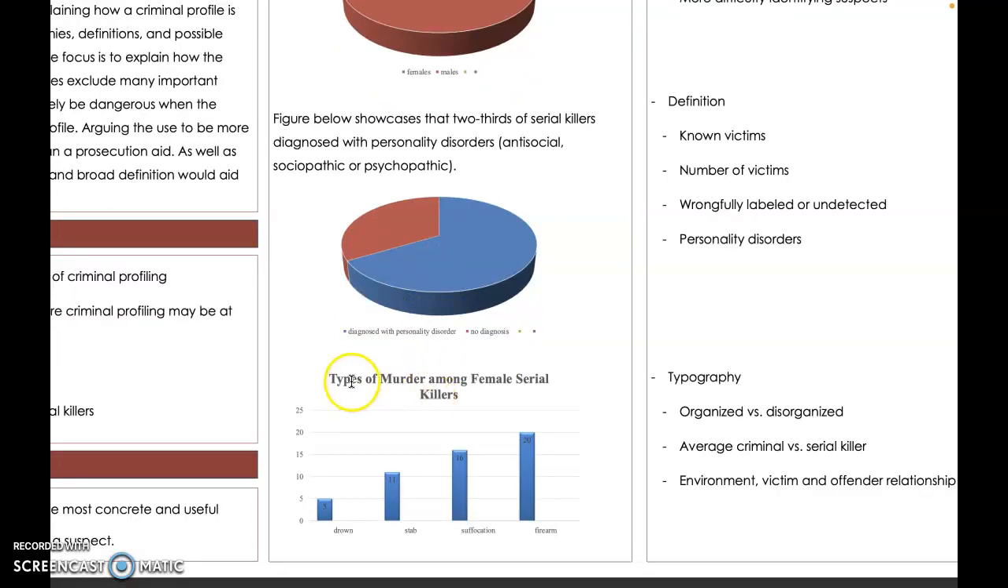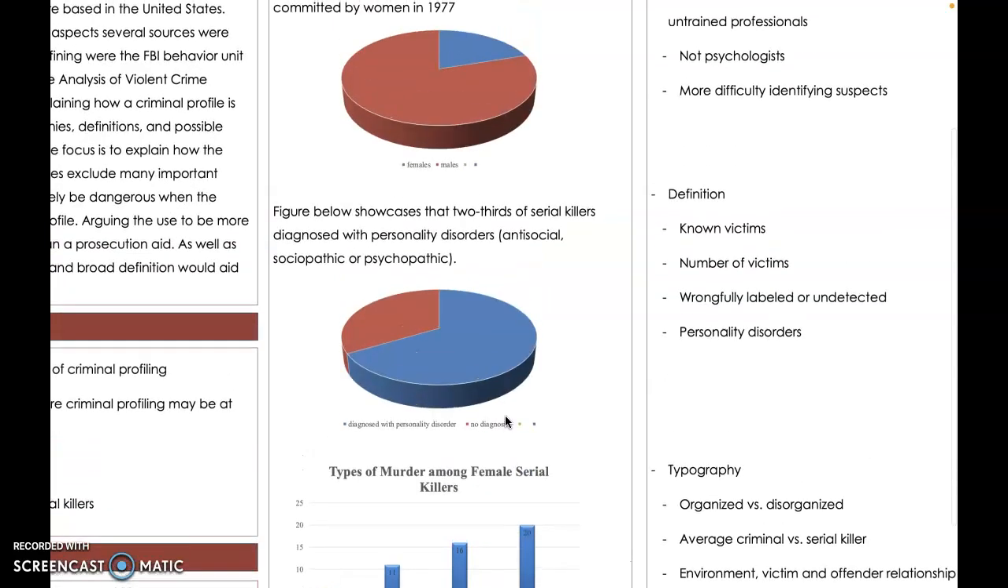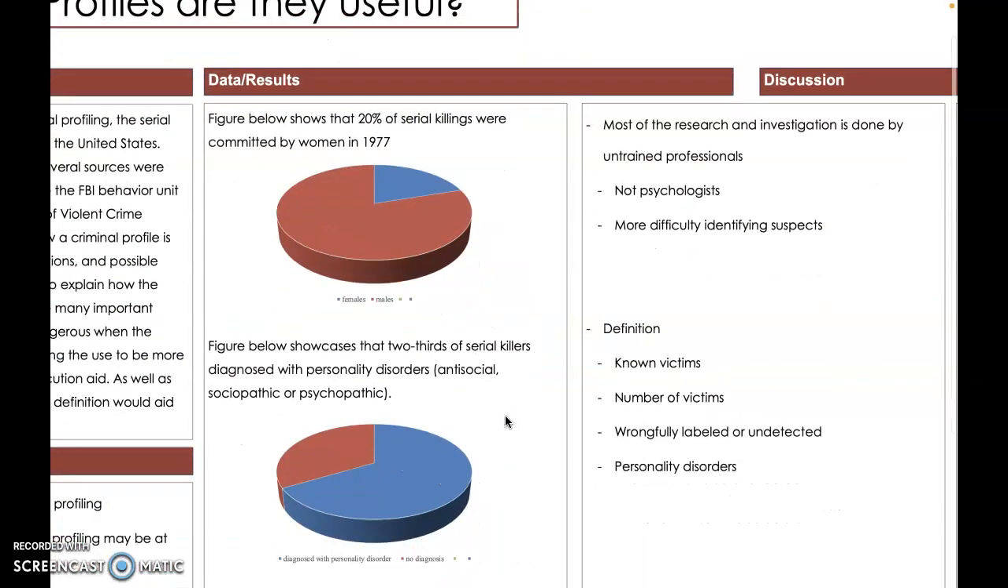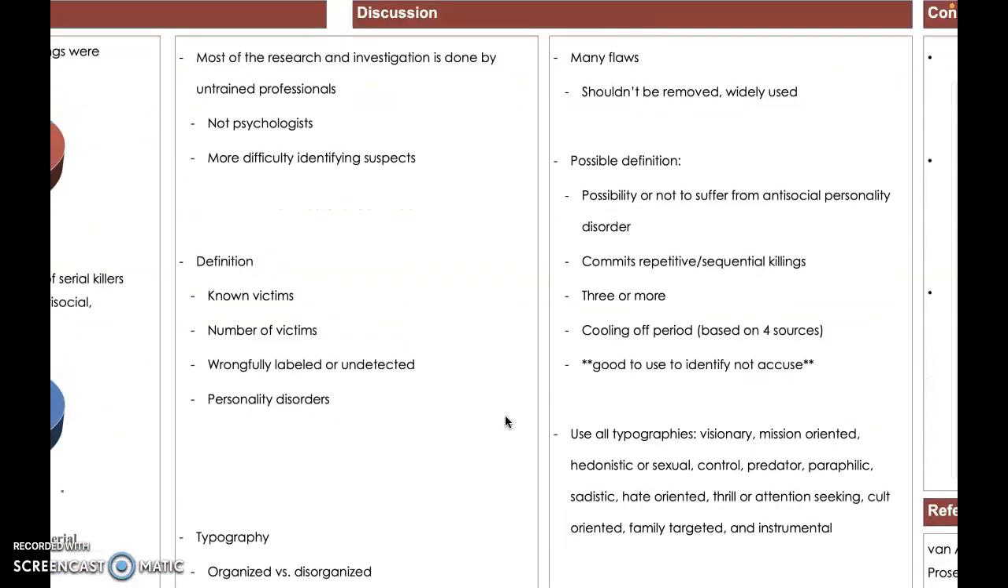And then again, types of murder among female serial killers. So there is that males are usually likely to stab, suffocate. I don't remember really reading into drowning for males, but for females, it is 5%. For their tactics, it's 5% drowning, 11% would stab, 16% suffocated their victims, and then lastly, 20% would use a firearm to murder. And that's only for female. That's not male serial killers.